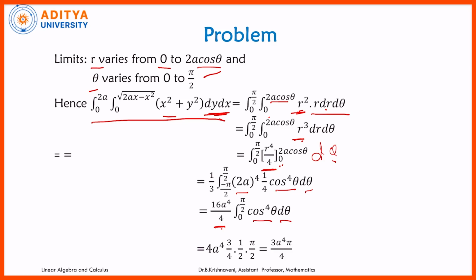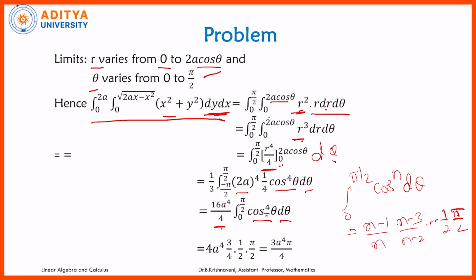Now we can use the formula for integral 0 to pi by 2 cos power n theta d theta. If n is even, it is (n minus 1) by n, into (n minus 3) by (n minus 2), and so on, down to 1 by 2, into pi by 2. By taking n is equal to 4, we get 3 by 4, since 4 minus 1 is 3, and 4 minus 3 is 1 by 4 minus 2 is 2, so 1 by 2, into pi by 2. On simplification, you get the value 3 a power 4 pi by 4.